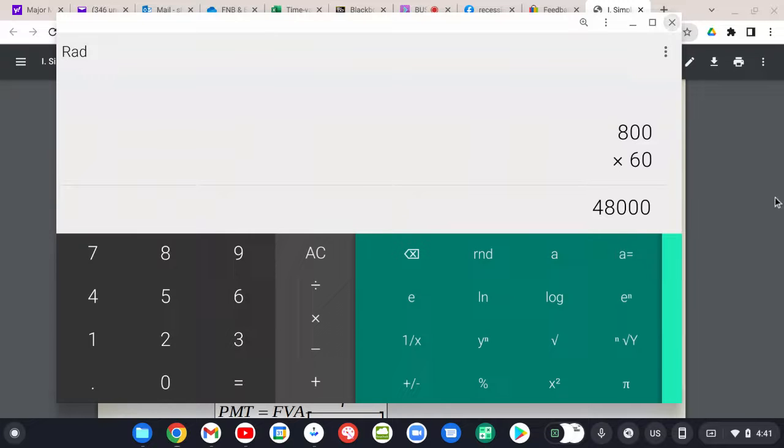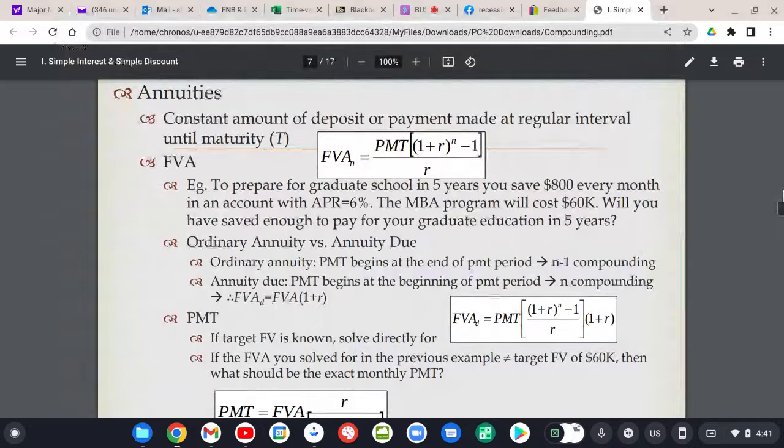That's 48,000. Just the principal alone. In other words, every 800. That's simple sum of that. So that principal alone will fall far short of your target future value. Your target future value is 60K.